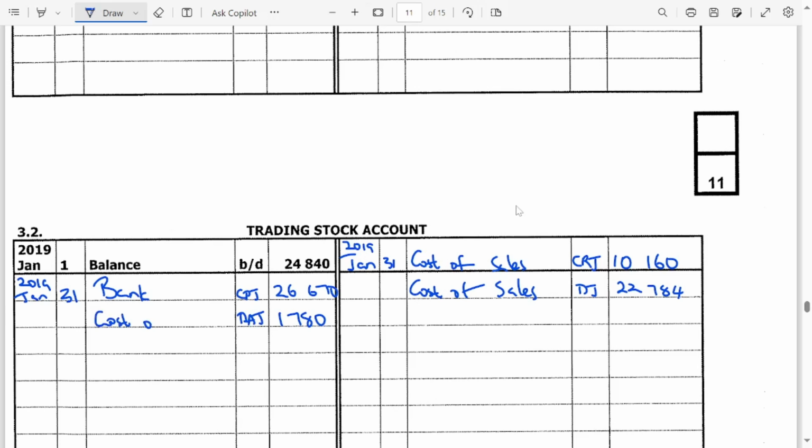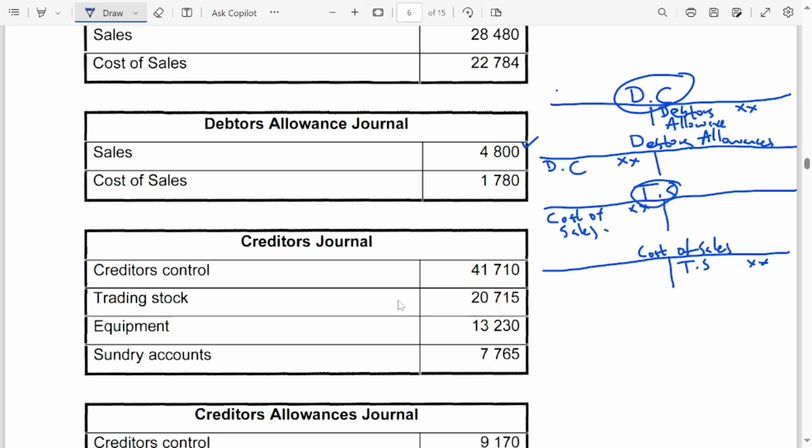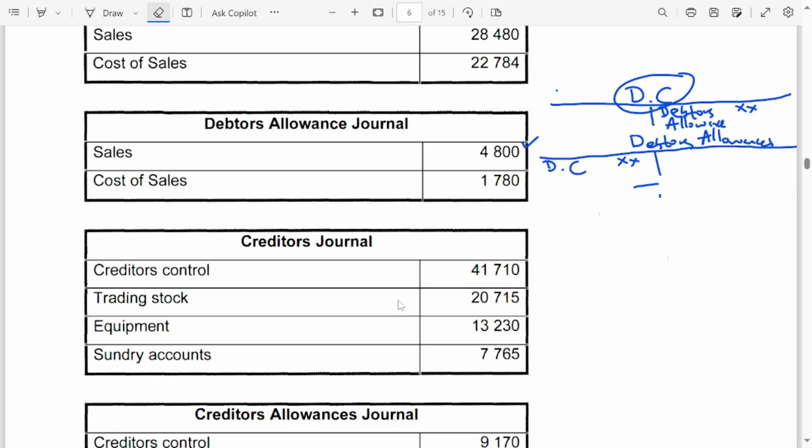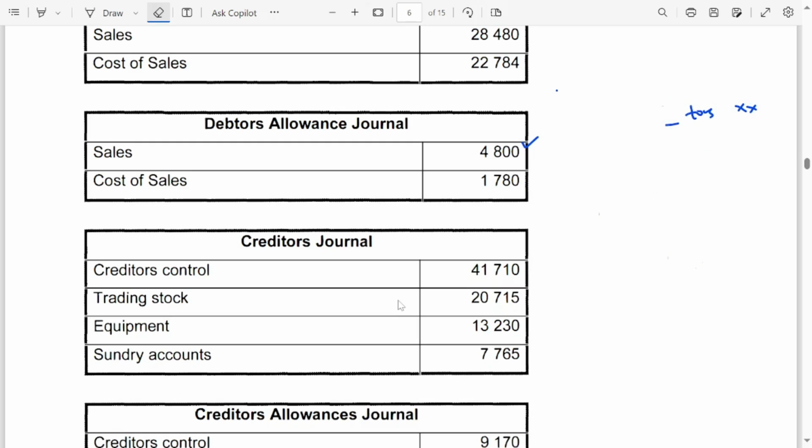Cost of sales. And then now, creditors journal. Now, what do we do with this one? What do we do with the creditors journal? So in the creditors journal, the business is buying the goods on credit.